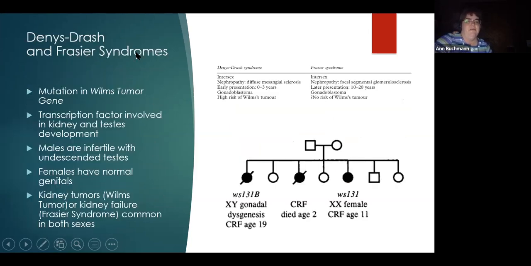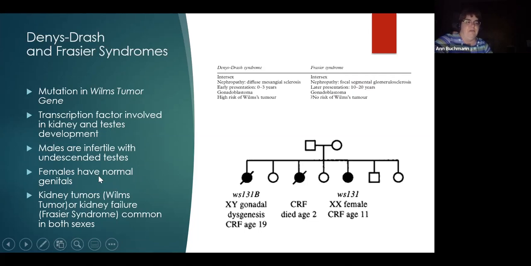There are two syndromes that basically are mutations in the same gene. So Denys-Drash and Frasier syndromes are both mutations in a gene that's called the Wilms tumor gene. It's a transcription factor that's involved in both kidney development and testes development. So if you have mutations in this gene, you will probably have problems with kidney tumors or kidney failure, but you will also have problems with testes development.